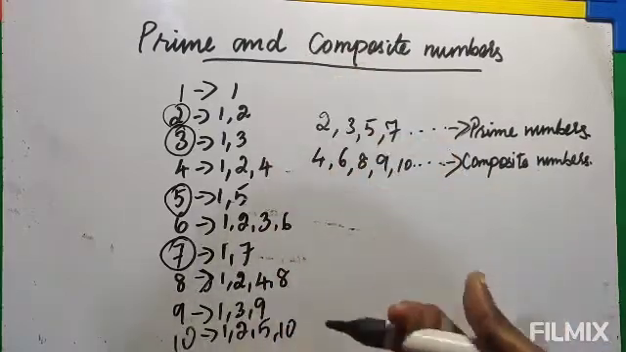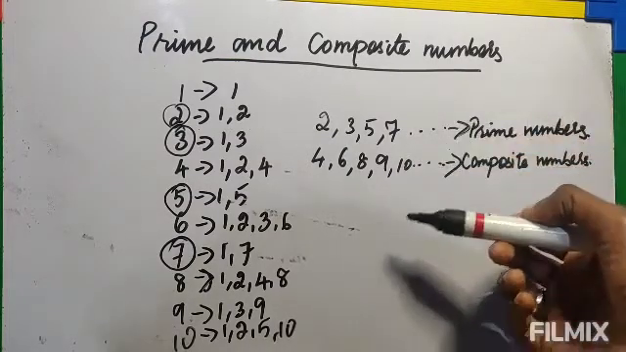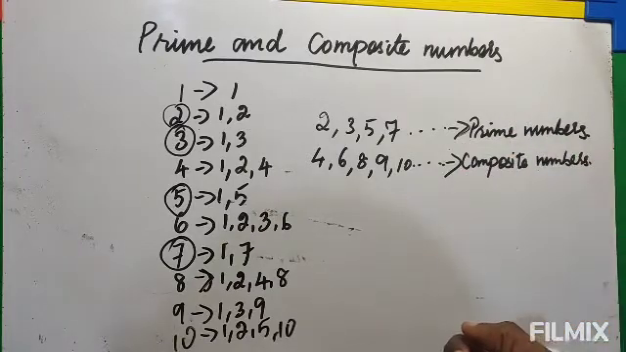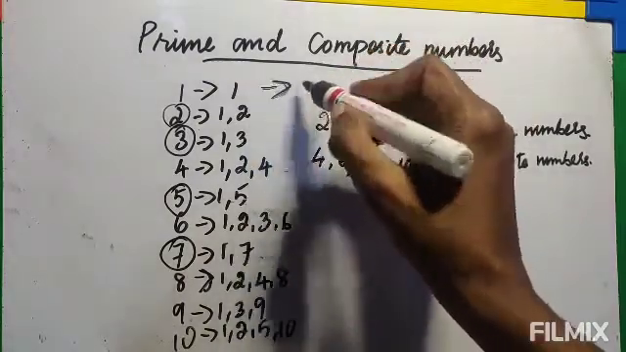Then what happened to the 1? 1 does not have two factors or more than two factors. It has only one factor. So which group can we include it in? We cannot include it in prime numbers and we cannot include it in composite numbers. So it is neither prime nor composite.